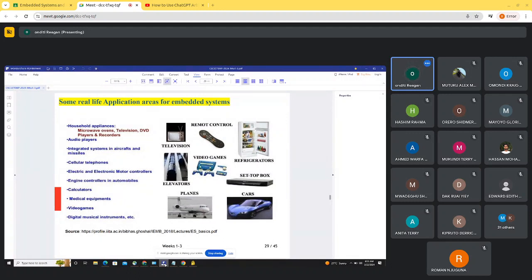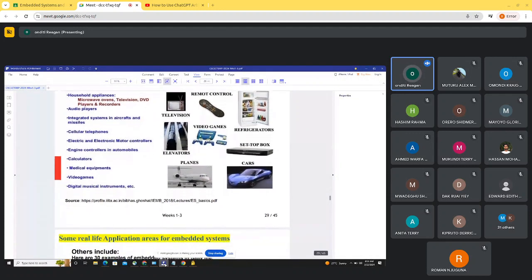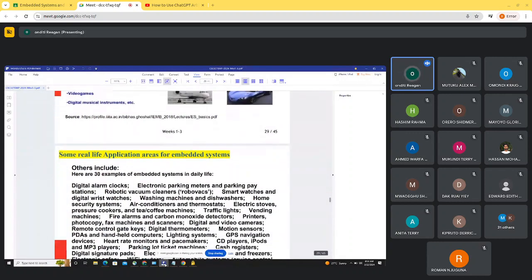There are calculators that you use to do arithmetic, the medical equipment, the video games, the digital music instruments, and so on. So all these actually have an embedded system component within them.